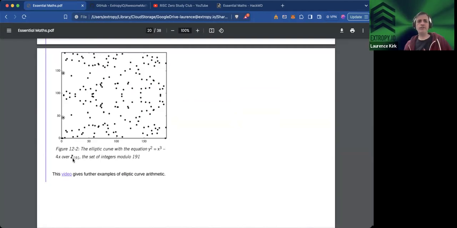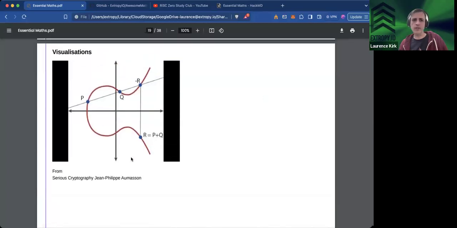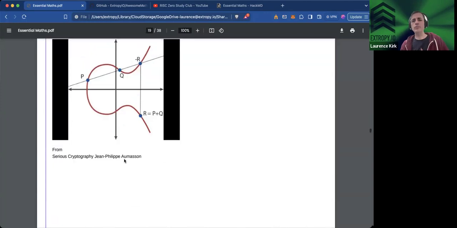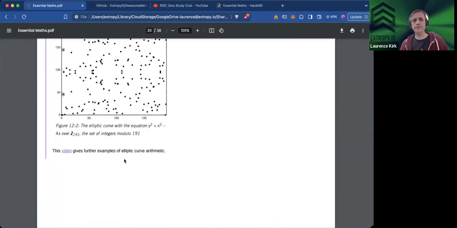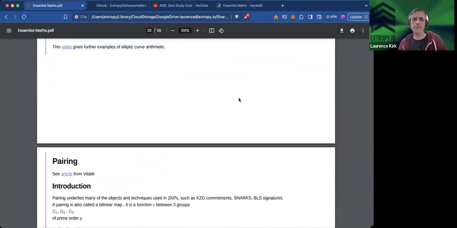So here we have a field of integers where we're doing mod 191, to give our set of integers, and then the elliptic curve is calculated over that finite field, using this particular equation to give us a curve. Obviously it's not as easy to look at, but that is the type of representation that you would see if you actually plotted it over a finite field. Even though the other type of representation is easier to look at, do bear in mind that that's not done over a finite field. And there's a video there that gives you further details about elliptic curve arithmetic.